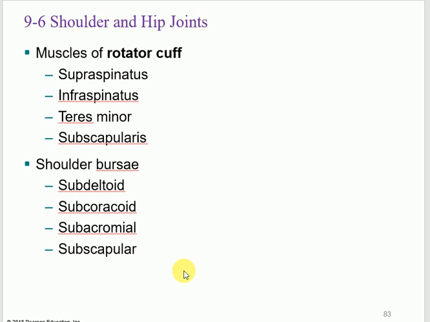Rotator cuff muscles, these are all these muscles around the shoulder. And there are different bursae. I wouldn't ask you about the details, just understand what's the bursa in the first place. Not each one of those, that will be kind of too much. But the rotator cuff are these muscles surrounding the shoulder. Three of them are around the scapula, and one is called teres minor. We will see it more when we do the muscles.